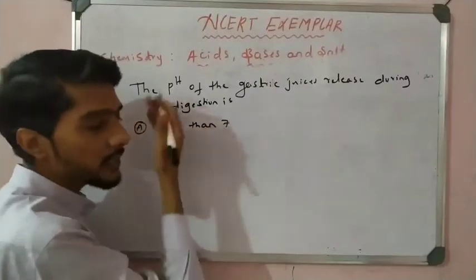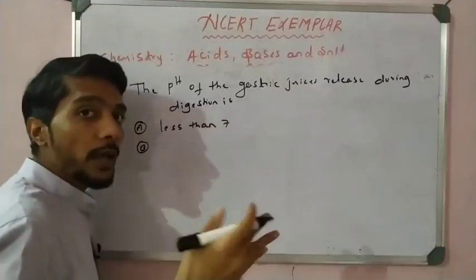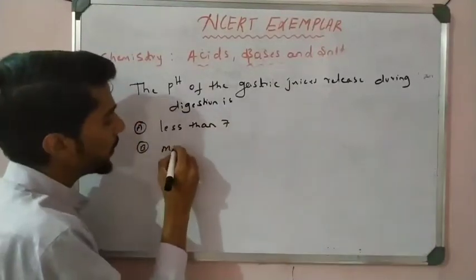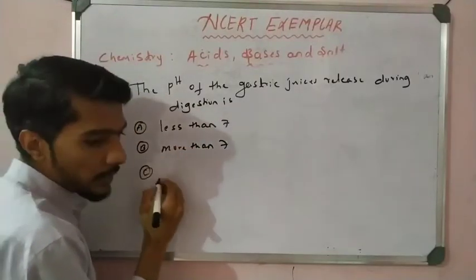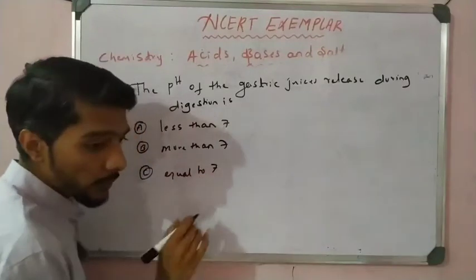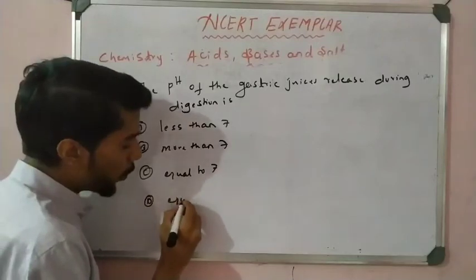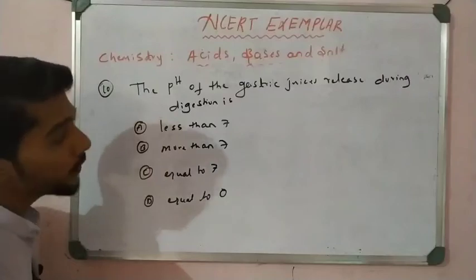7 means it is acidic, right? And equal to 7, it is neutral. Less than 7 acidic, more than 7 basic, right? More than 7 means basic, and equal to 7 means neutral, and equal to 0, that is more acidic. So which is correct here?